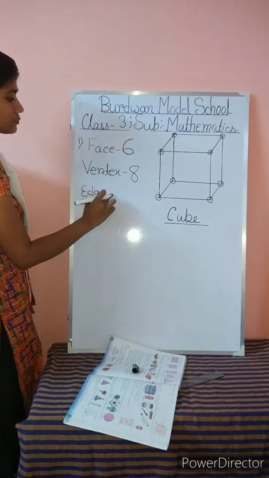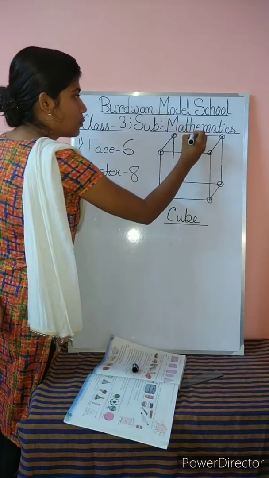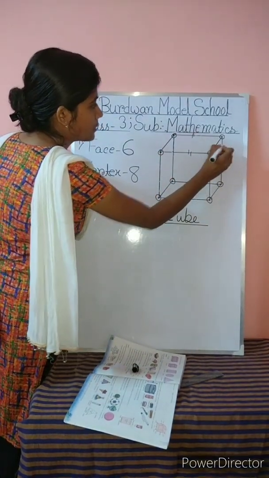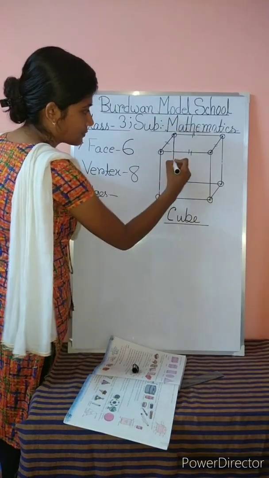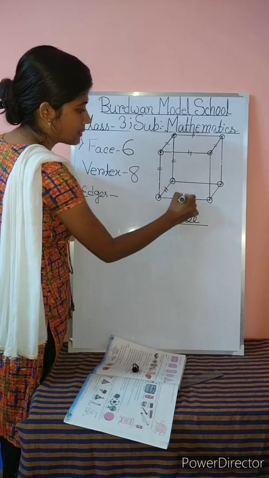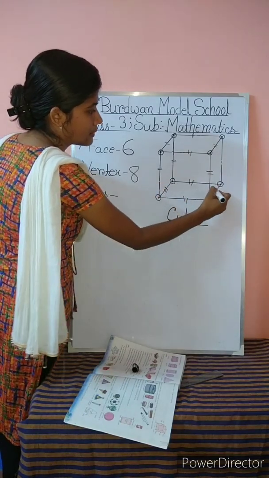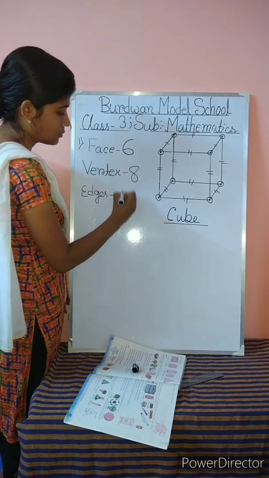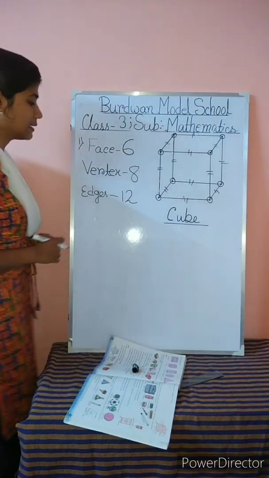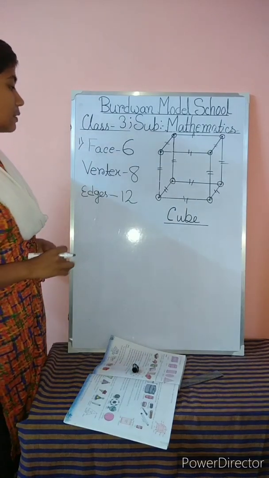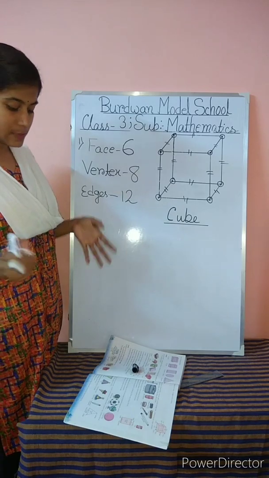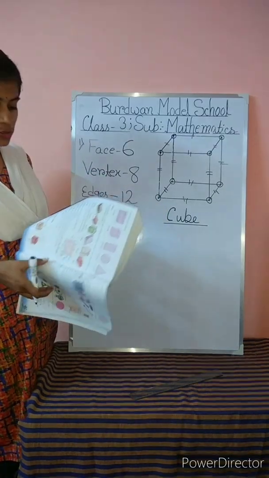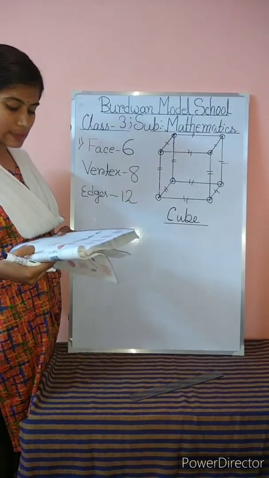Now how many sides or edges? How many edges? Now see, 1 edge, 2 edge, 3, 4, 5, 6, 7, 8, 9, 10, 11, 12. See, all the sides make 12. So 12 edges it has. Now what are the examples of cube? There are so many. Ice cube, then the chalk box, Ludo dice, and then the sugar cubes. All are examples of cube.